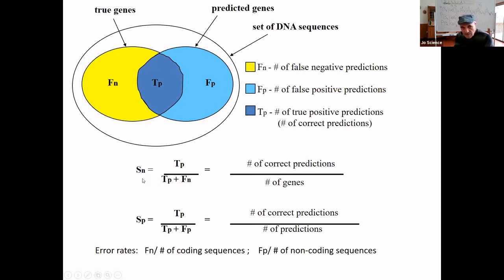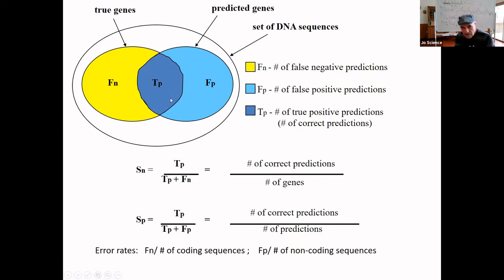So this measures the number of true genes predicted divided by the number of true genes, that is sensitivity. Specificity is the number of true predictions divided by the number of all predictions. These are very important measures, and both of them should be used. Otherwise, it's easy to cover all the true genes with a huge number of false positives, or to get almost no false positives, but not cover much of the true genes.